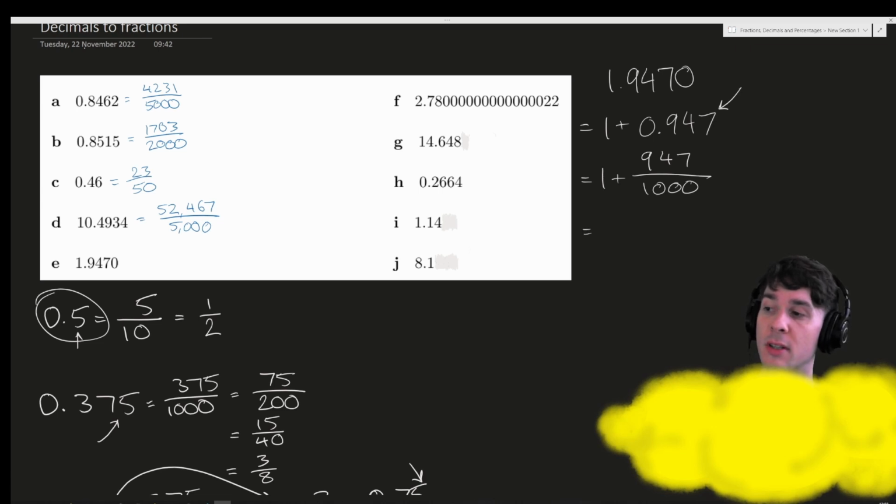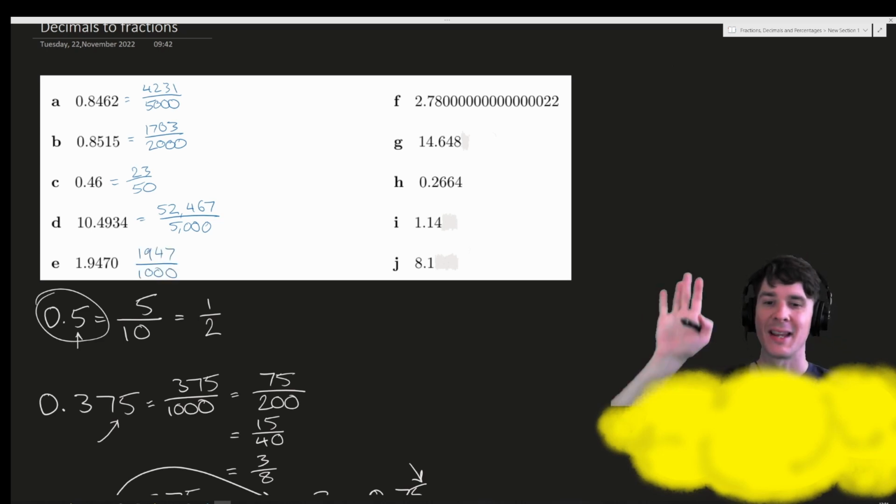We can write our answer as a mixed number of 1 and 947 over 1,000, or we can write it as an improper fraction. By adding on to the 947, 1 times 1,000. So that gives us 1,947 over 1,000.